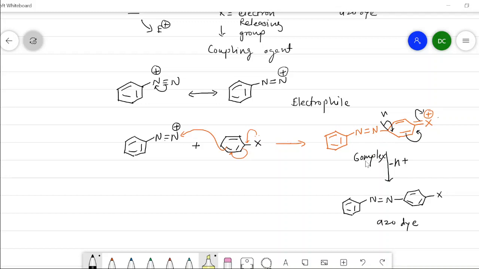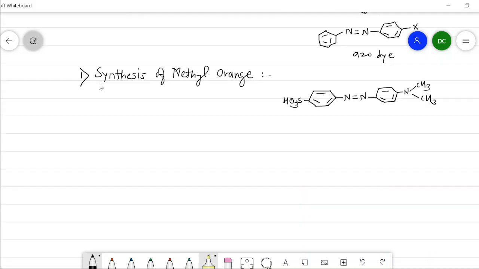Now we will see the synthesis of methyl orange and Congo red. Before starting with the synthesis of methyl orange, look at the structure of methyl orange. This is the structure. Here there is an N,N-dimethyl group. It is an electron releasing group. Therefore, from this nitrogen up to this, it is a reactive aromatic compound, and we may call it a coupling agent.